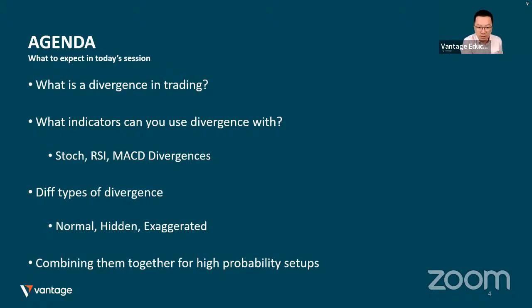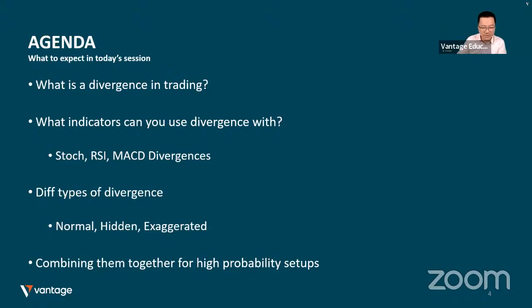Quite simply, you could be looking at the stochastics, the RSI, or the MACD to use for divergence. So stochastics, RSI, relative strength index, and the MACD, the moving average convergence divergence indicator. What you notice is these are mostly oscillating momentum indicators, just to give you that view of how the indicator is moving differently from price.